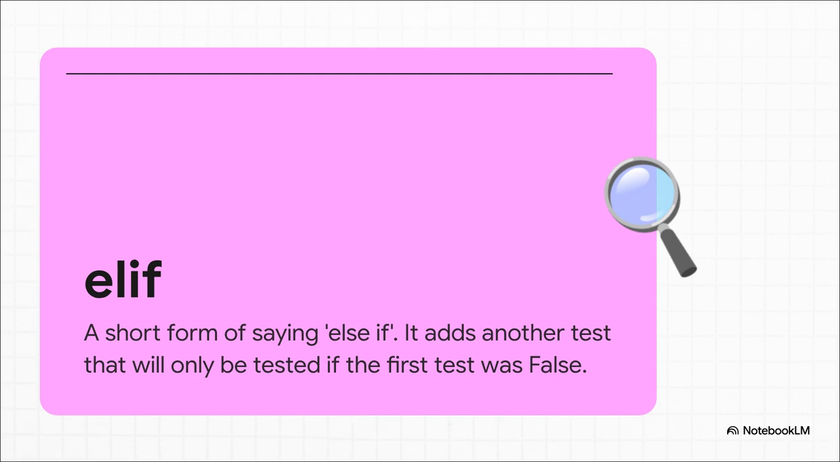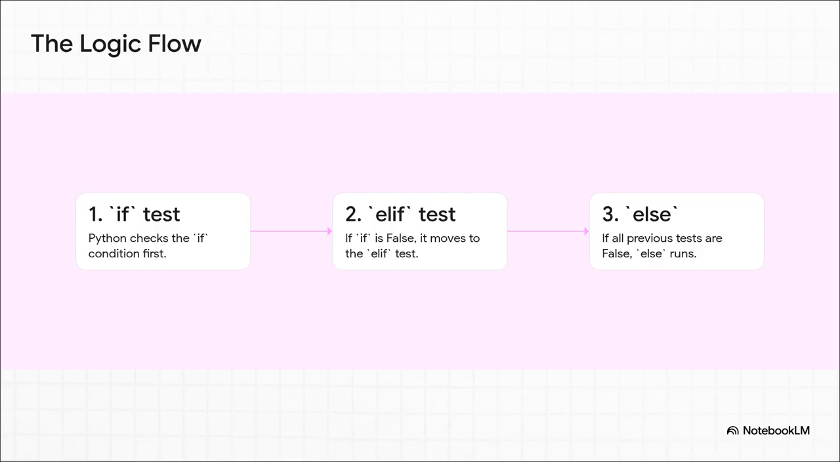It's literally just a squished together version of the words else and if, and that's exactly what it does. It basically says, okay, that first if test was false, so else, let's try this if test instead. It's the key to making longer and more interesting decision chains. So here's the flow step by step. Python always starts at the top with the first if. If that condition is true, it runs that code and then it's done. It completely skips the rest of the chain. But if it's false, it just goes down to the next level, the elif, and tries that test. It'll keep going down the line, checking each elif. If it gets to the very end and nothing was true, it'll run the else code as a last resort.